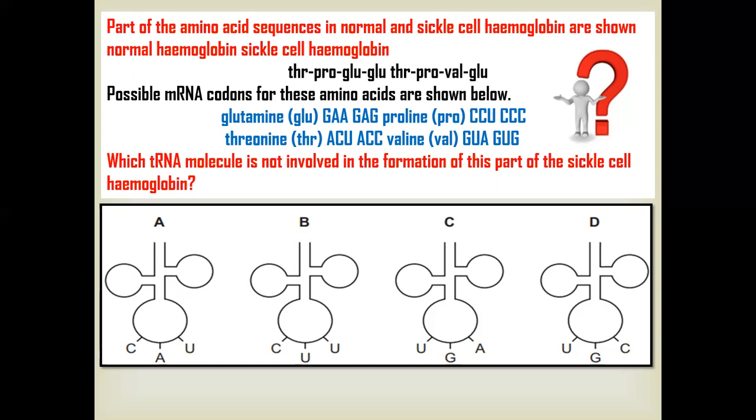So which transfer RNA molecule is not involved in formation of this part of the sickle cell hemoglobin? We are provided the 4 different types of transfer RNA anticodon sequences. We are supposed to convert these anticodon sequences into the codon sequence on messenger RNA, and match this codon sequence with the given sequence, and we shall be able to identify which is not involved in making this 40 amino acid sequence of sickle cell.